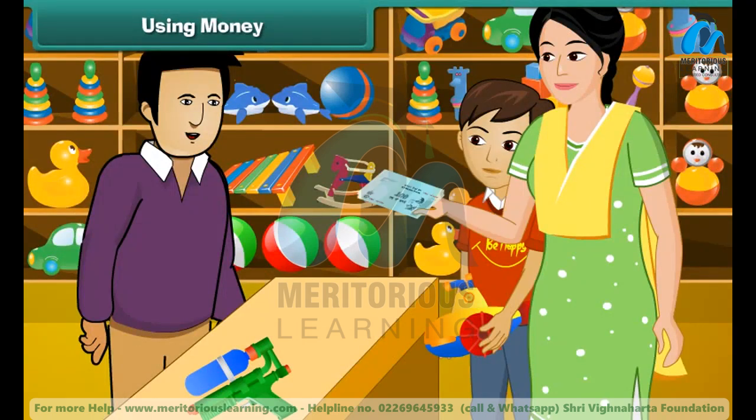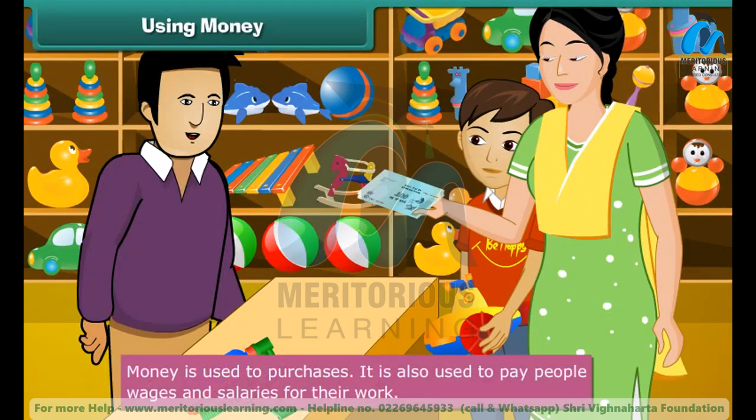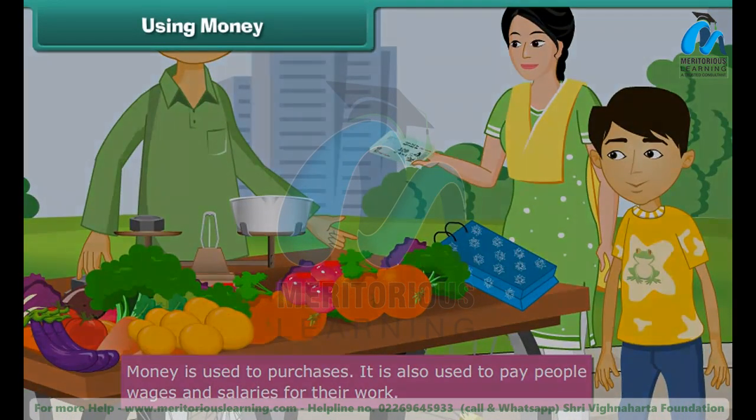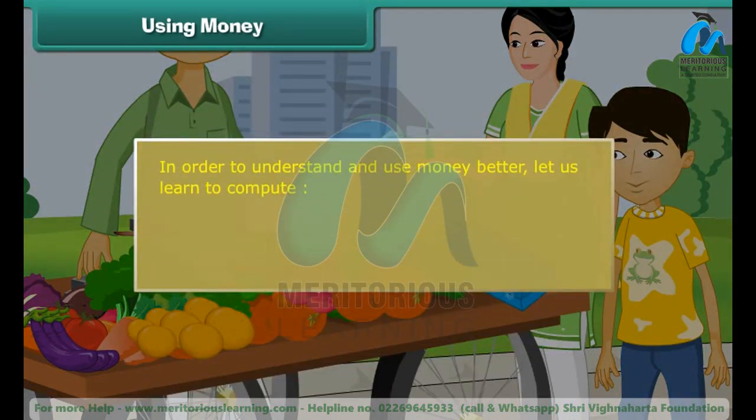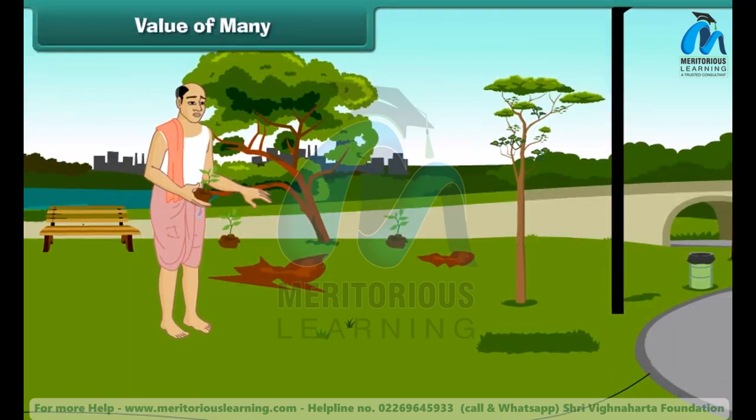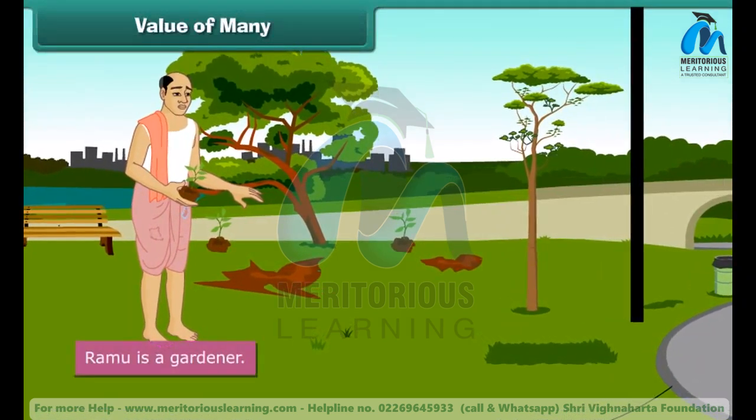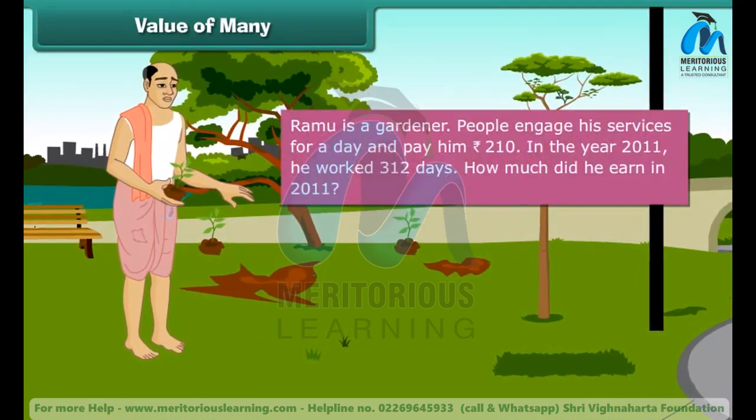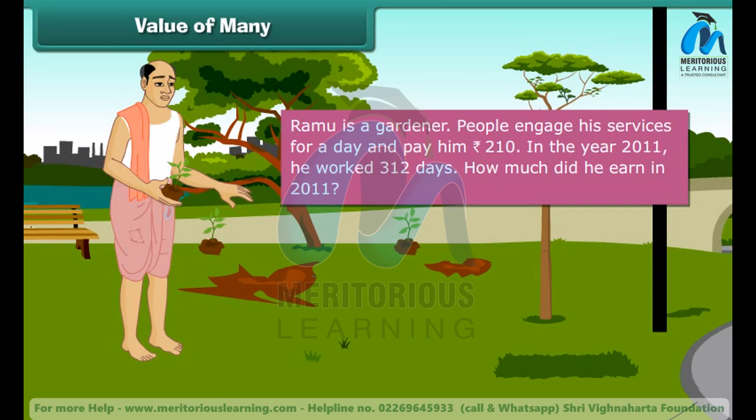Using money. Money is used to make purchases. It is also used to pay people wages and salaries for their work. In order to understand and use money better, let us learn to compute value of many and value of one. Value of many. Ramu is a gardener. People engage his services and pay him 210 rupees for a day. In the year 2011, he worked for 312 days. How much did he earn in 2011?